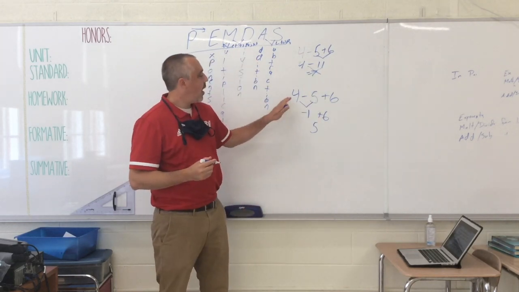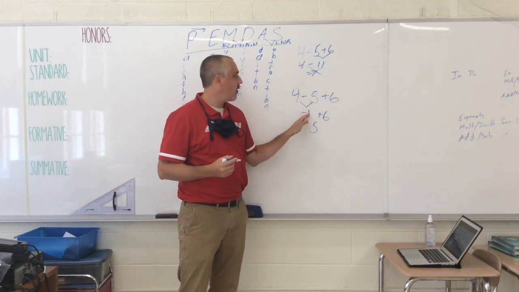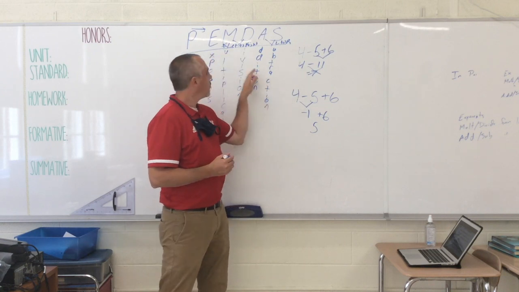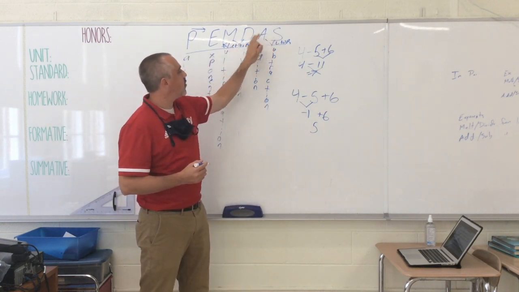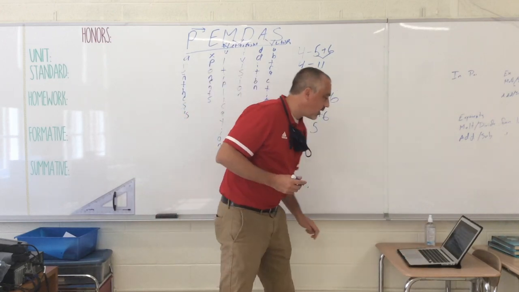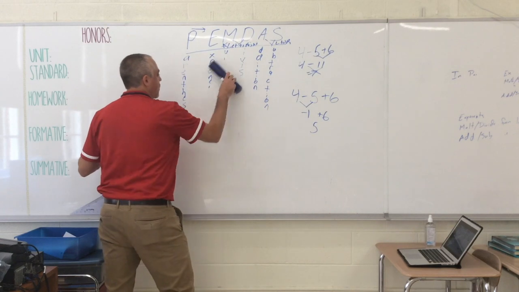Because again, I must go with the subtraction and addition left to right. 4 minus 5, -1, plus 6, positive 5. These are not the same. Multiplication and division, addition and subtraction, both go left to right. So let's look at an example here. Our first example you have on your notes is 3 plus 2 times 3 plus 5.